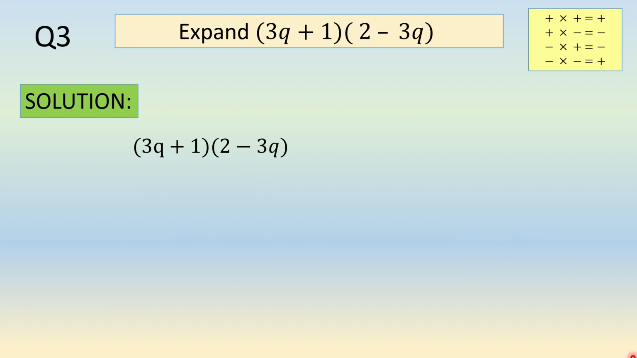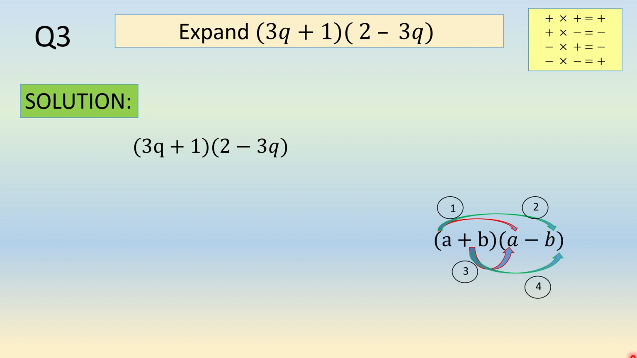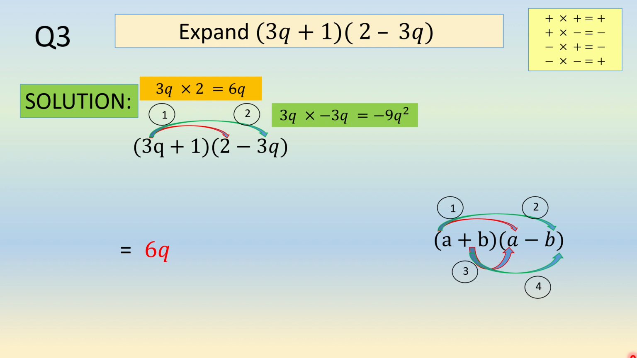Okay, let's try another example of the same kind. Before that, we see the expansion. This will be the first step, followed by second step, third step, and fourth step. Let's continue with the question. Here the first step, you have to multiply 3q and 2. So 3q times 2, you will get 6q. The second step is multiplying 3q and negative 3q, which is equal to negative 9q squared. Remember, 3 times negative 3, you'll get negative 9. q times q, you'll get q squared.